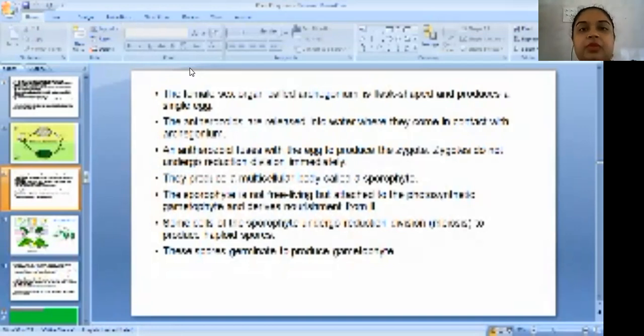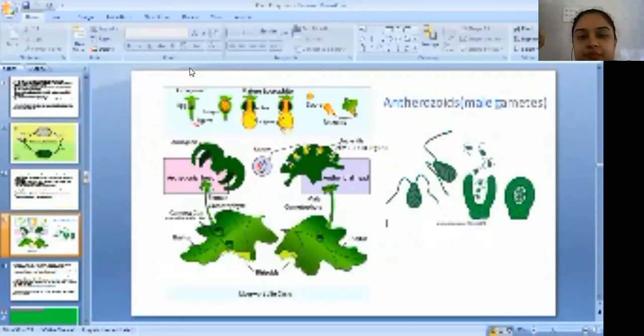Here they will produce a sporophyte. So spores will be formed and then reduction division will be done to produce haploid spores. Then that will be called the gametophyte, because we remember that haploid is the gametophytic stage and diploid is the sporophytic stage. That is described in this diagram.